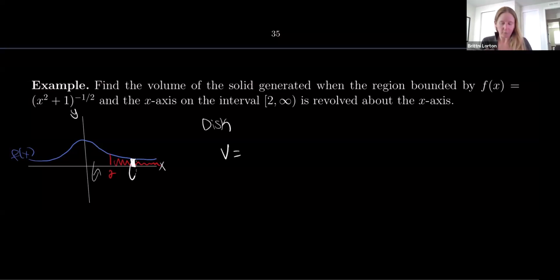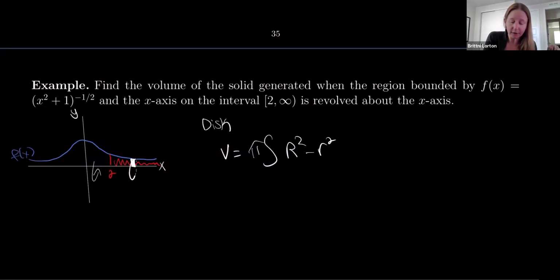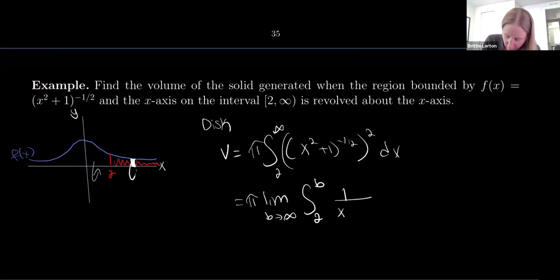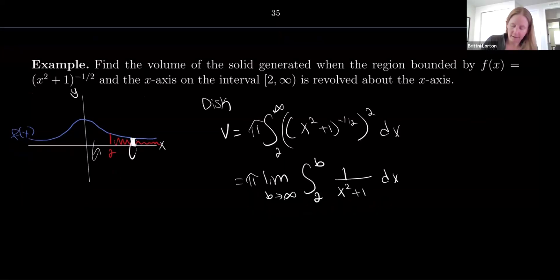So for the disk method or washer method, the volume equals pi times the integral of the big R squared minus little r squared. I don't have a little r because I have no hole in the graph. So I only have the big R squared, which is (x squared plus 1) to the negative 1/2, squared. That was my big R squared, evaluated from 2 to infinity. And so then I would have pi times the limit as b approaches infinity of the integral from 2 to b. This simplified to 1 over x squared plus 1 because that square root would have gone away. And then I do the integral.